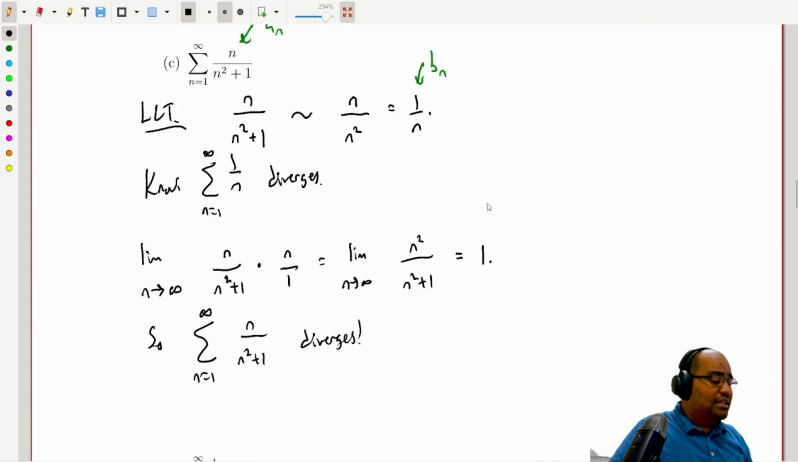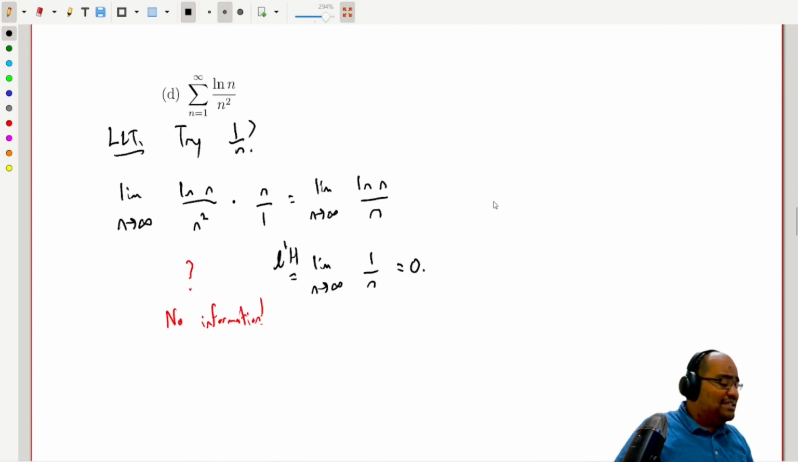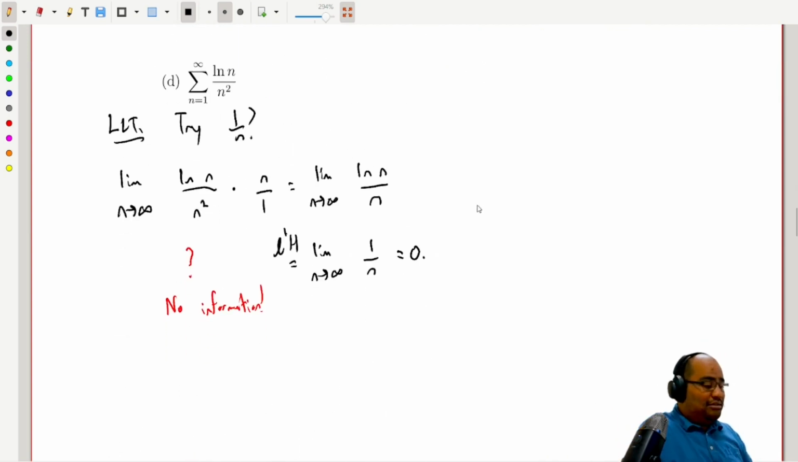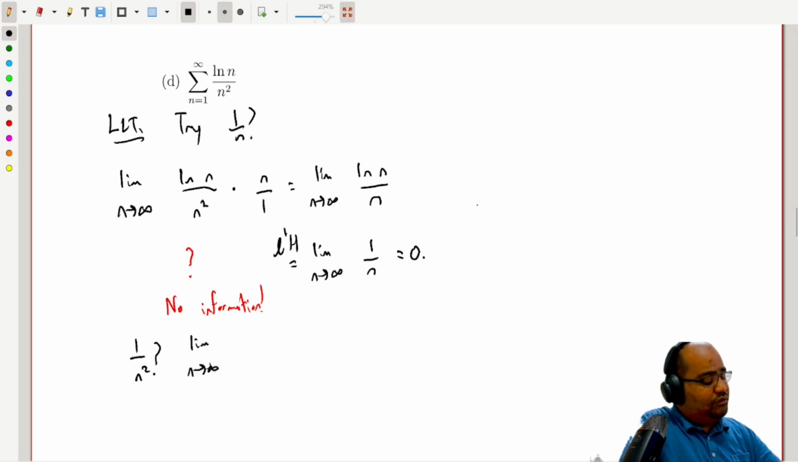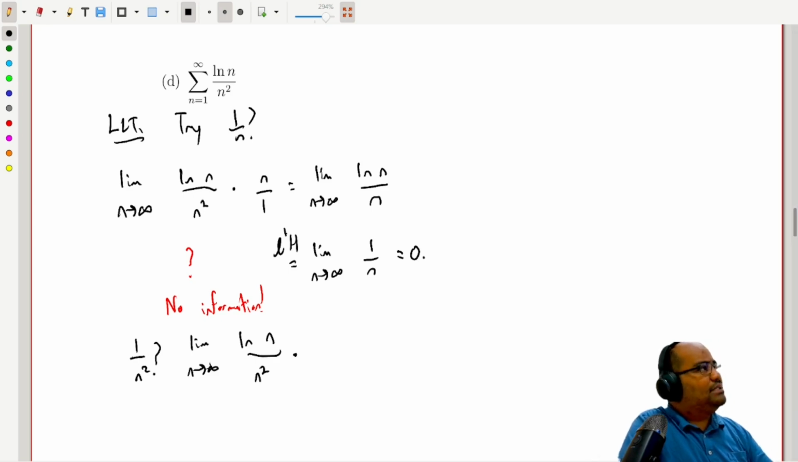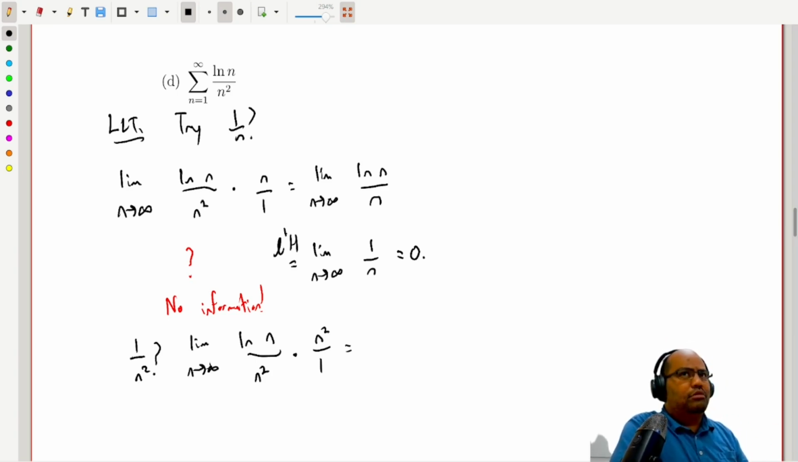Well, maybe let's try 1 over n squared. Maybe this thing converges with 1 over n squared. So we do the same thing here. We have the limit as n goes to infinity of log n over n squared times n squared over 1. Well, the n squareds drop, we just get log n, but log n grows. It grows slowly, but it grows. It goes to infinity.